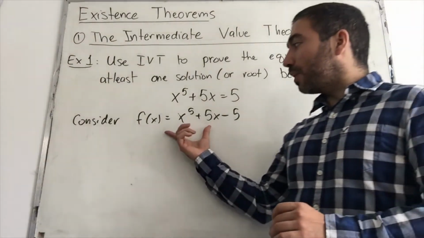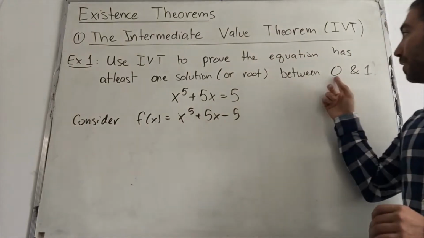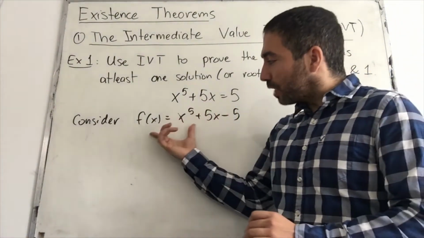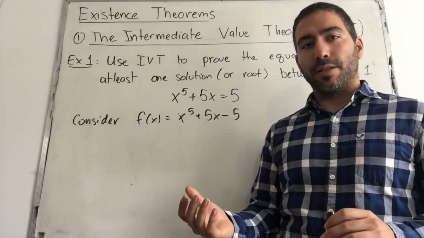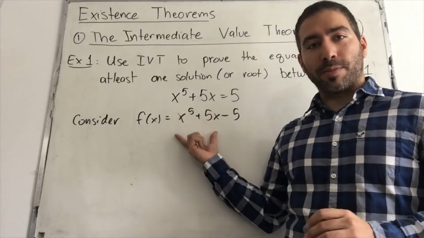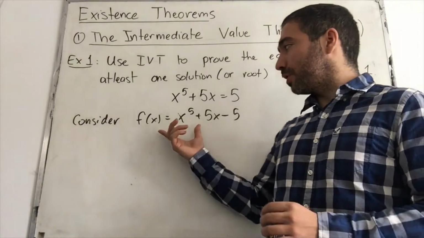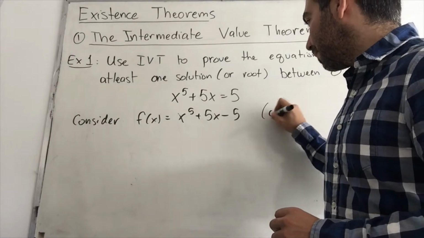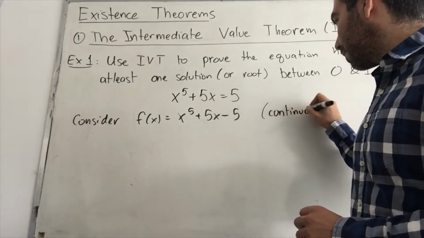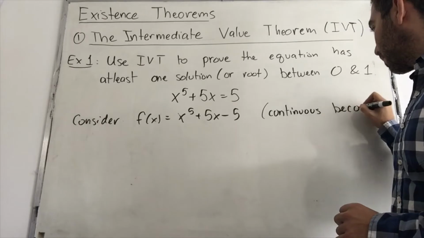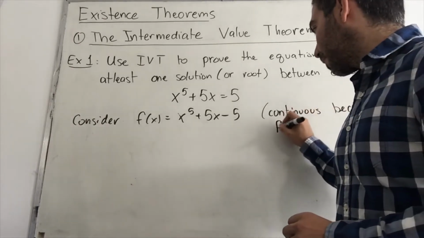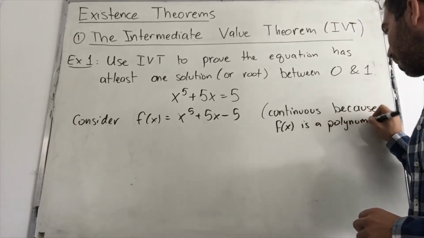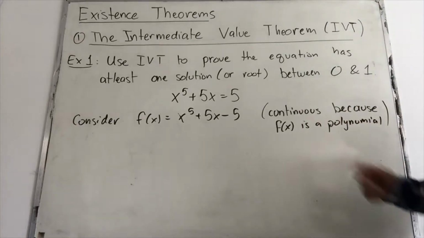Okay. What we want to do now from IVT is show that in this interval between 0 and 1, we get a positive and a negative value. Before we do that, we have to ensure that this function that we're considering is continuous. Well, yeah, it's continuous. It's a polynomial function, and we know that polynomial functions are continuous. Okay. So we have continuity, that's good.